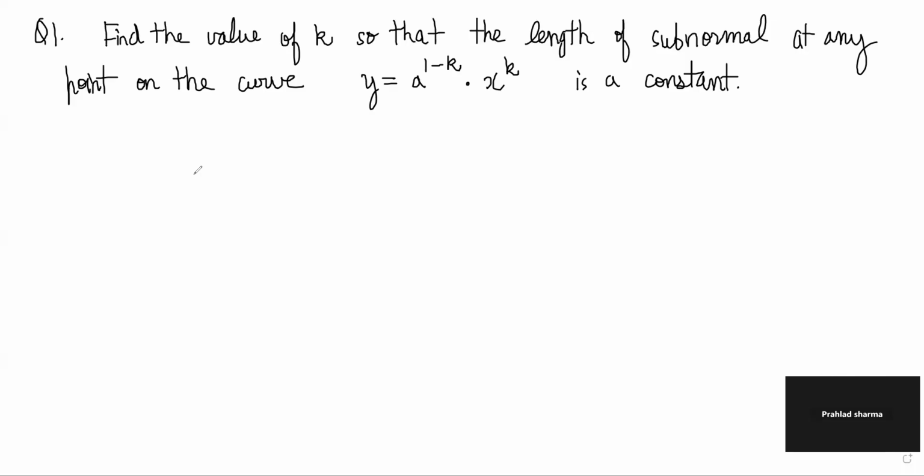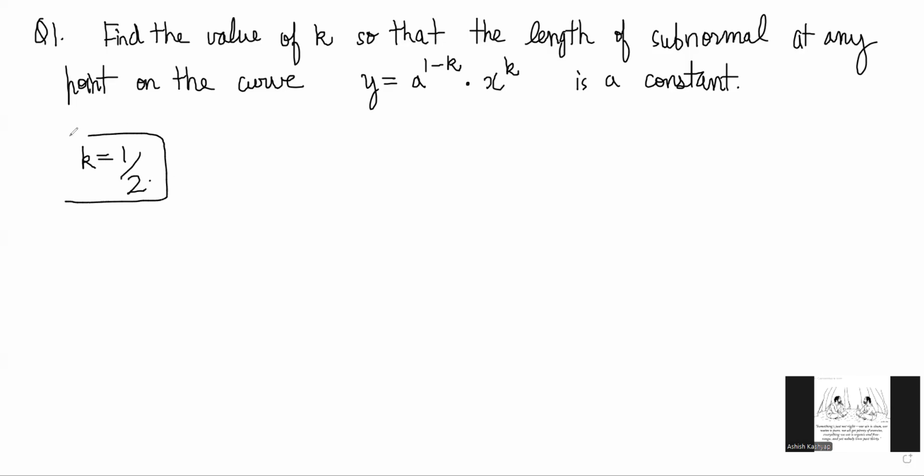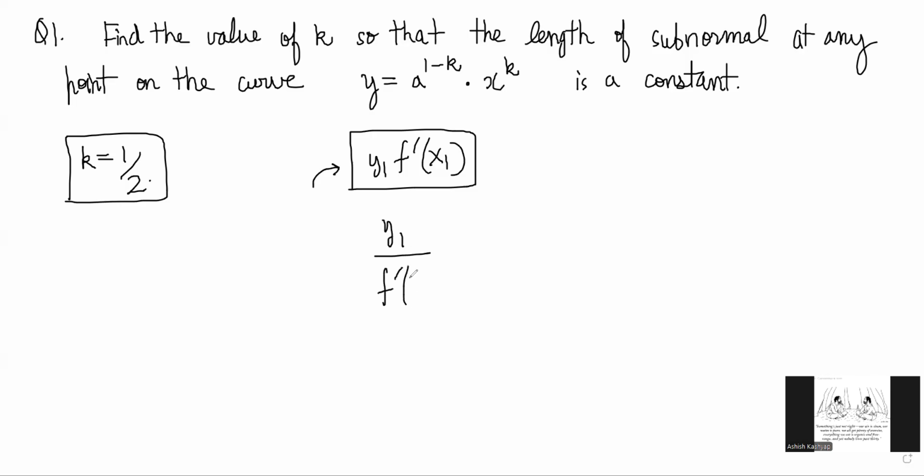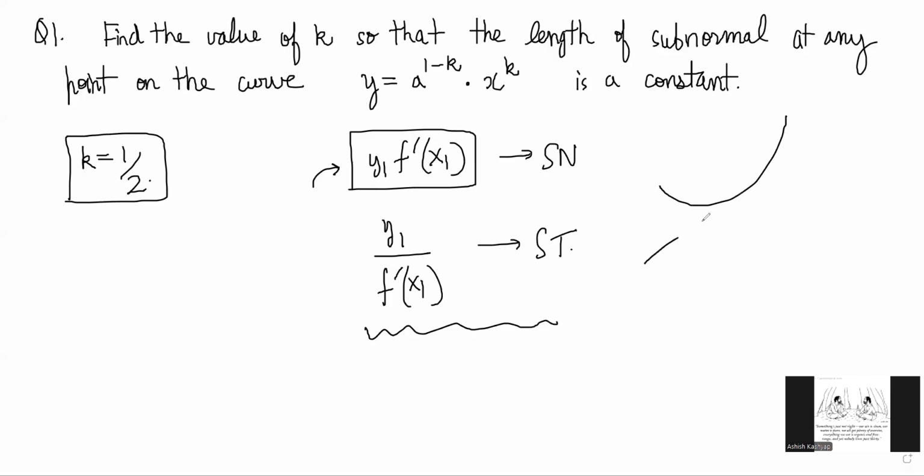So k equal to 1 by 2. K is equal to 1 by 2, but here you are using a formula, right? Yes, you are, sir. Using y1 into f dash x1, correct? Yes, sir. But don't always depend on the formula because you might forget the formula at some stage, right? Like this is subnormal and this is subtangent. If you can remember it in a guaranteed way, great. But if you forget the formula, you need to know the figure and be able to do it yourself. You need to understand the figure, right?